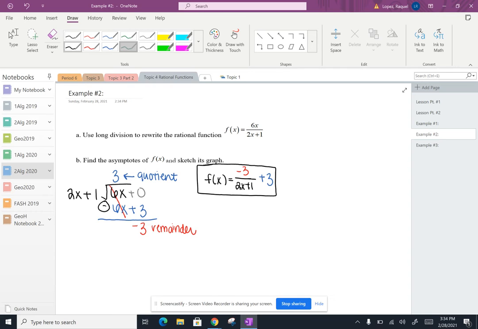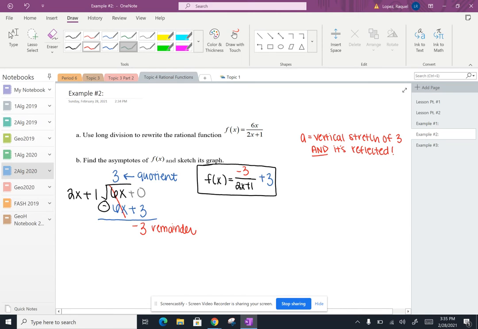And now let's go ahead and just identify how this is different from our parent function of y equals 1 divided by x. So let's see. We know that negative 3 is in place of the a, so that means we've got a vertical stretch of 3, and that negative in front of that 3 is going to be a reflection. So we also need to state that it's reflected.